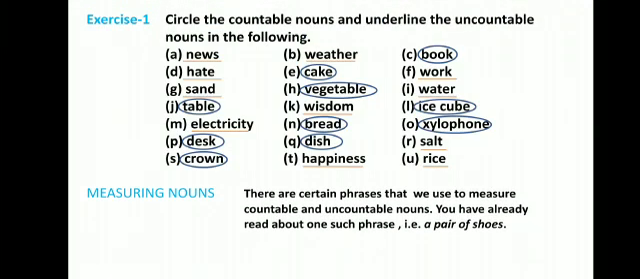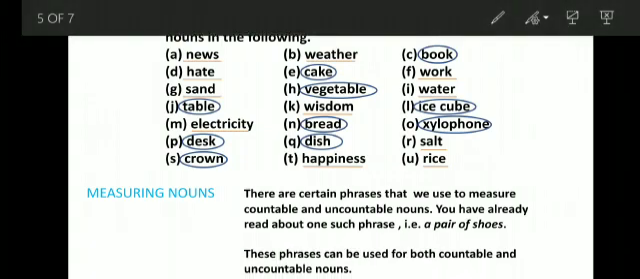So measuring nouns, there are certain phrases that we use to measure countable and uncountable nouns. You have already read about one such phrase like pair of shoes. Just example, pair of shoes, right? These phrases can be used for both countable and uncountable nouns.